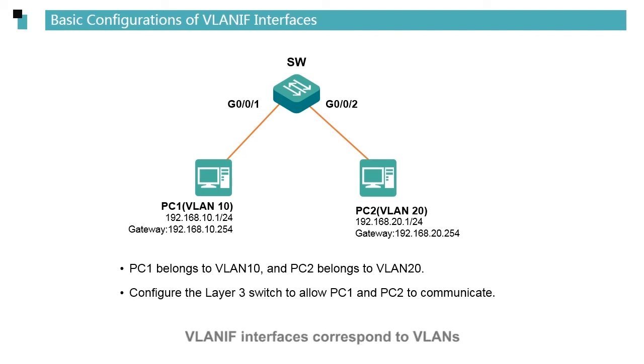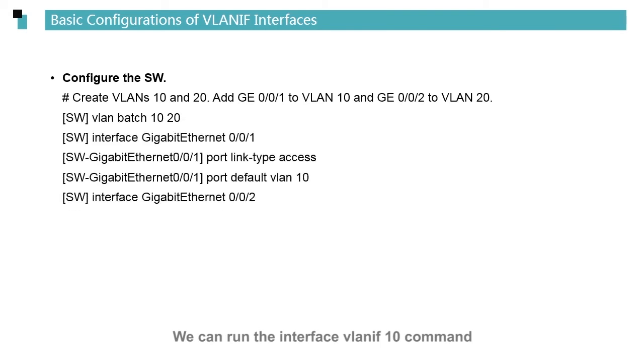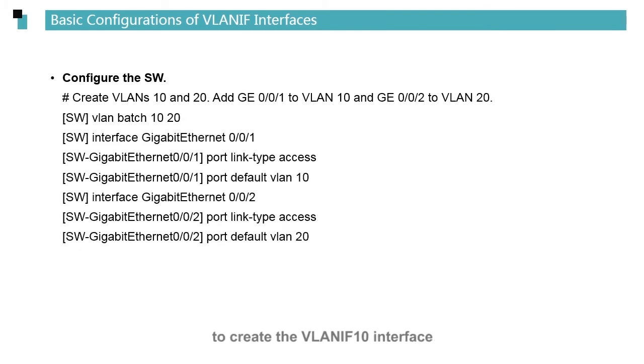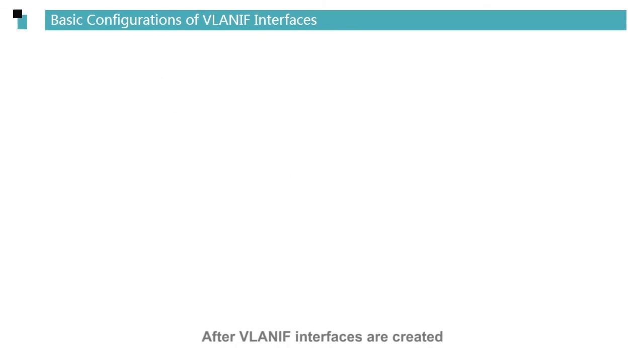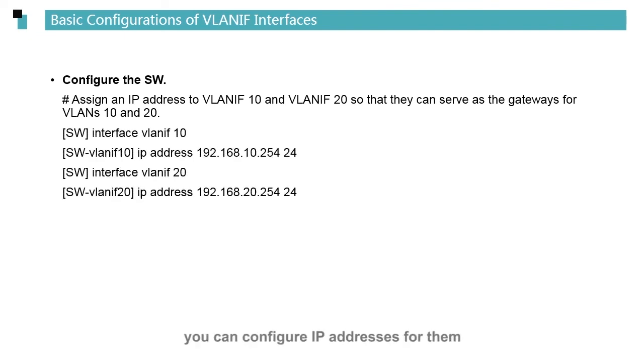VLANIF interfaces correspond to VLANs and perform layer 3 routing for VLANs. We can run the interface VLANIF 10 command to create the VLANIF 10 interface and run the interface VLANIF 20 command to create the VLANIF 20 interface. After VLANIF interfaces are created, you can configure IP addresses for them. The IP addresses of VLANIF interfaces serve as the gateway addresses for VLANs.